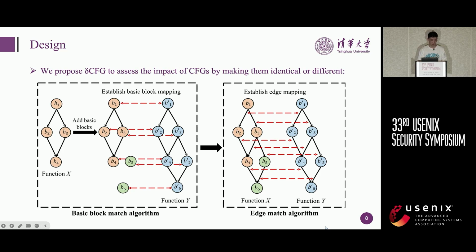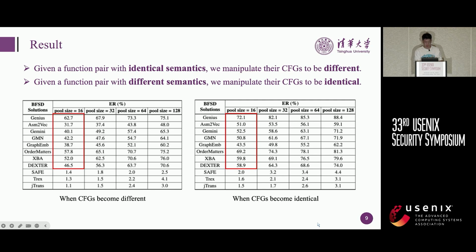To address the above challenges, we designed 2 algorithms, the basic block match algorithm and the edge match algorithm. For detailed information, please refer to our paper. So we use deltaCFG to manipulate the CFGs of function pairs to be either identical or different, and then observed its impact on the model results.